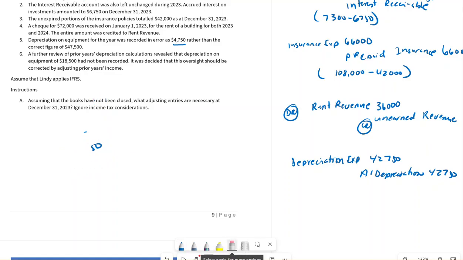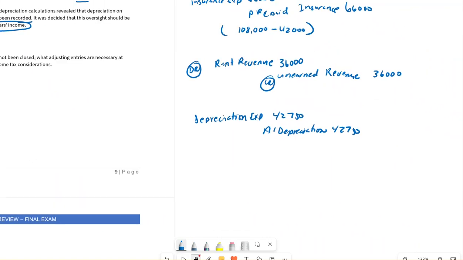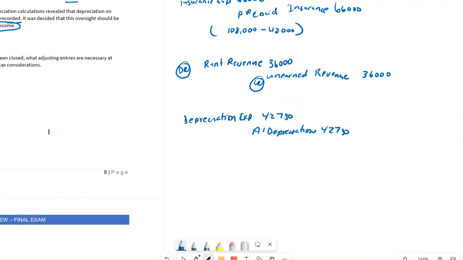Going further, what happens in this case? A further review of prior depreciation calculation revealed that the depreciation on equipment had not been recorded. If it's not recorded, that means we made a mistake. Which year is it? It's a previous year. If it's a previous year, it becomes a prior period adjustment. If it's a depreciation expense that we did not record, the impact is that my net income will be overstated. If my net income is overstated, my retained earnings is also overstated.